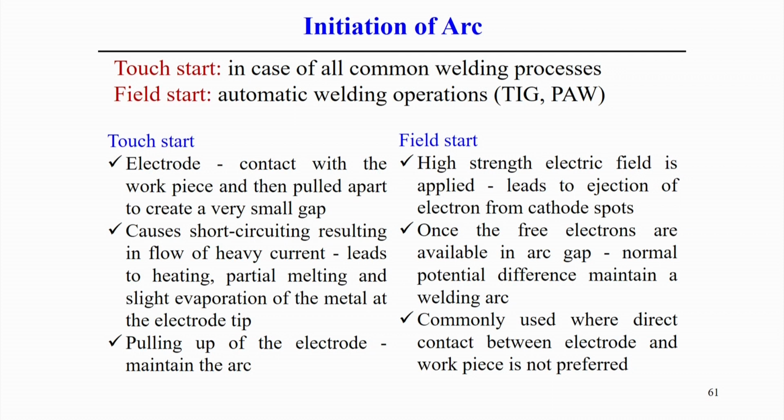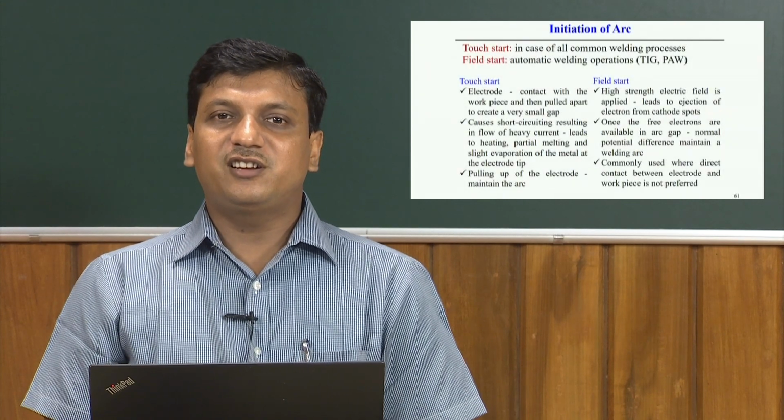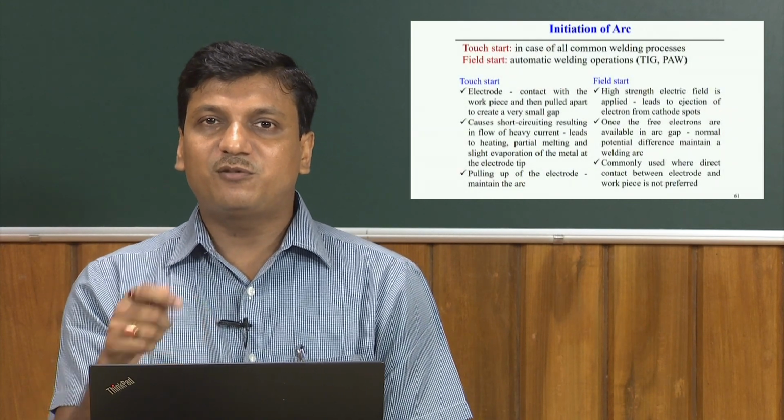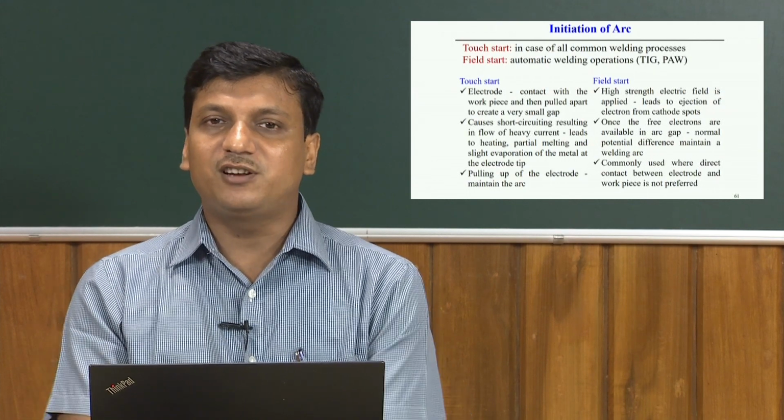In torch start, the electrode contacts the workpiece and is then pulled apart to create a very small gap. When you touch it, it creates a short circuit, resulting in a heavy flow of current initially, which leads to heating, partial melting and slight evaporation of the electrode metal. Pulling out the electrode then maintains the arc. Torch start in a welding process is generally controlled manually.